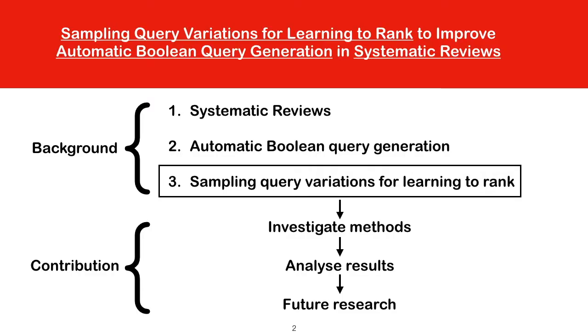Before we begin, I would like to break down the title of this talk. And I'd like to break it down into three main points: systematic reviews, automatic Boolean query generation, and sampling query variations for learning to rank. I will first provide some background on these 3 points, and then I'll cover the contributions of this research, which relate to the third point, by investigating our proposed methods, analyzing our experimental results, and then identifying future research.